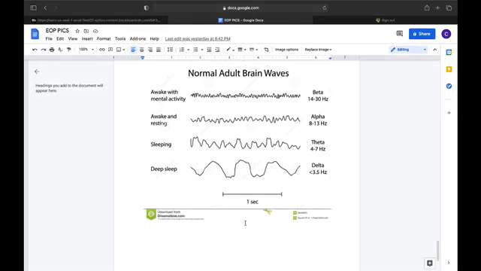And as said before, the test can also test for sleep disorders. These first two lines are when a person is awake compared to resting, and the bottom two are when a person is in light sleep versus deep sleep.